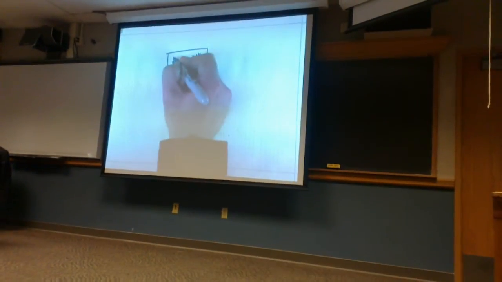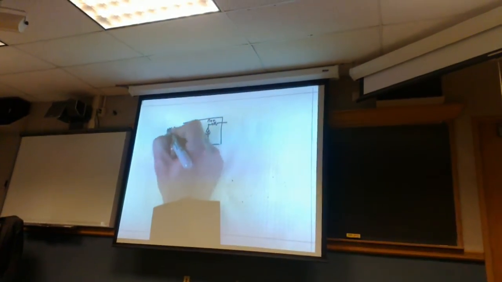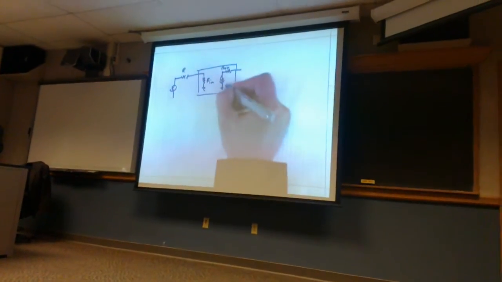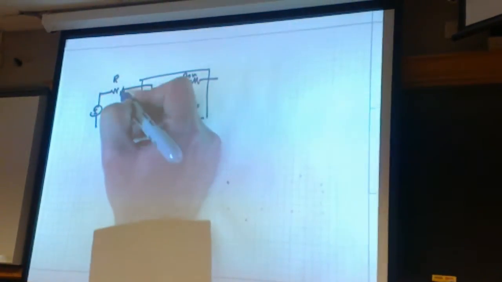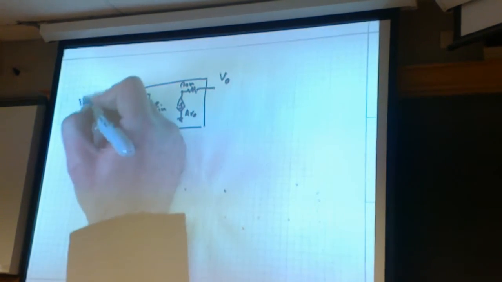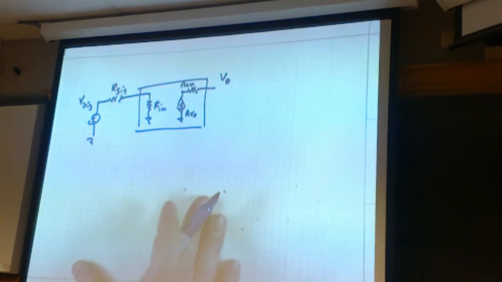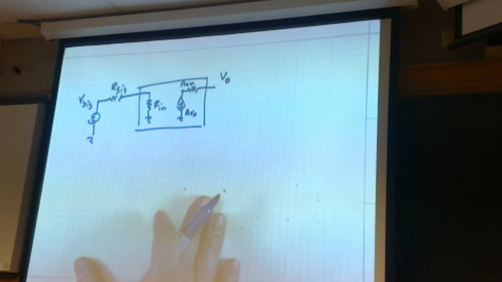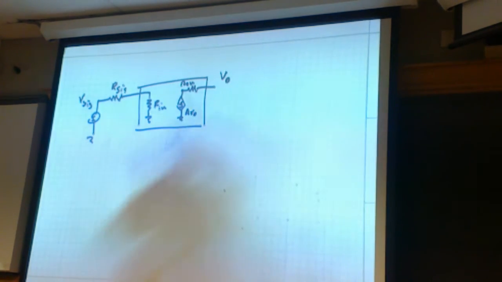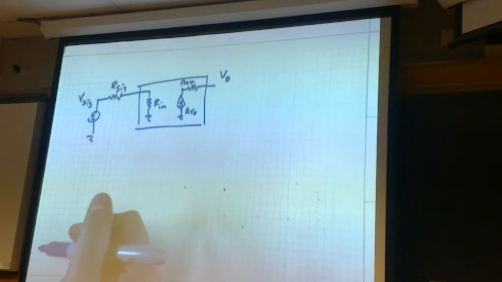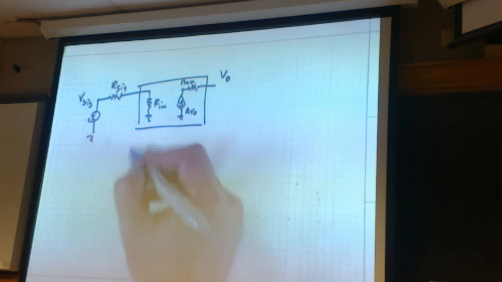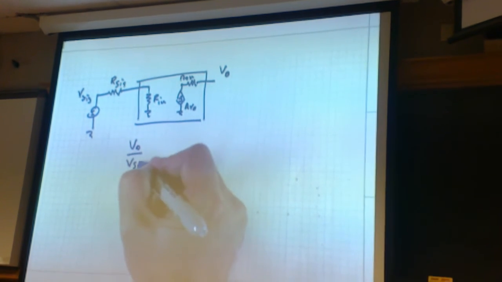It has a gain, it has an output resistance, and an input resistance. Then you put it in series with your signal source. And this is AV naught, right? That's R sig. And this is V out over V sig. What was it? Open load. V out over V sig.